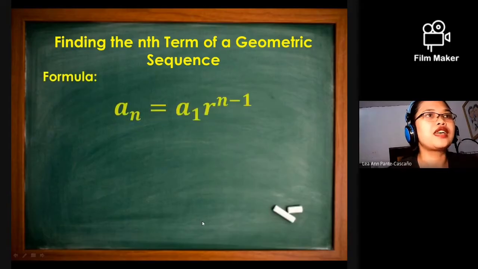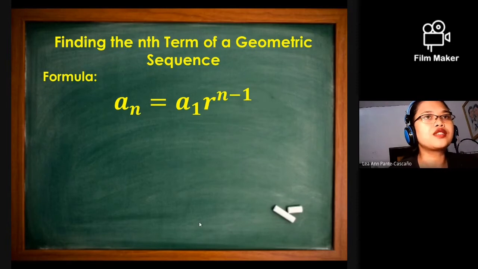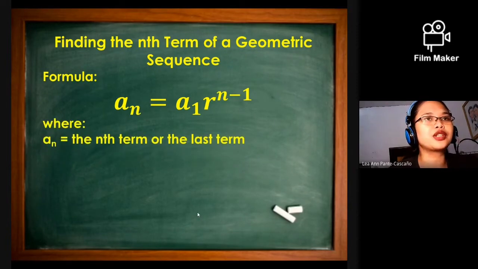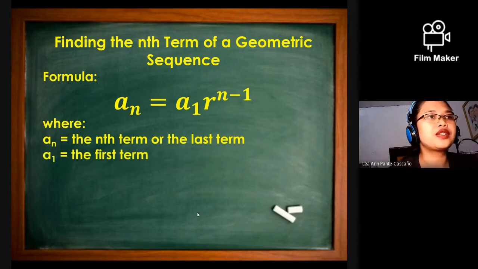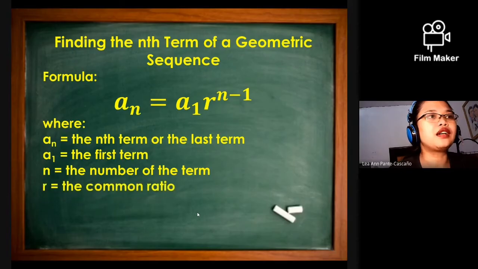Formula: a sub n is equal to a sub 1 times r raised to n minus 1, where a sub n is the nth term or the last term, a sub 1 is the first term, n is the number of term, and r is the common ratio.